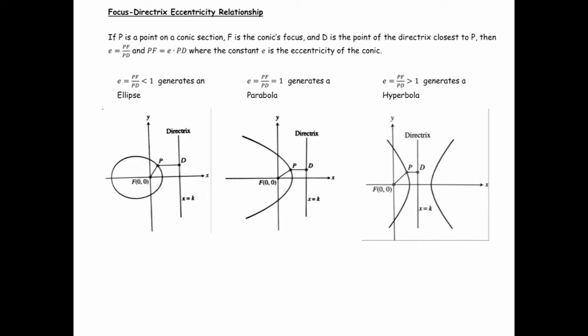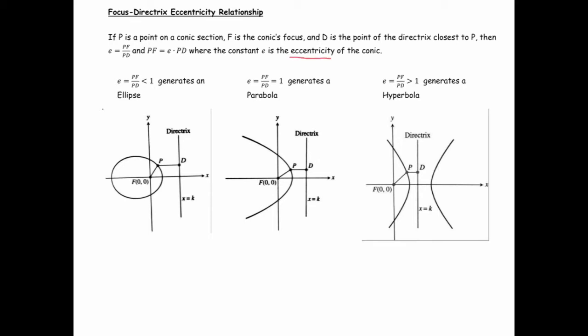So let's look more closely at this definition here. If P is a point on a conic section, F is the conic's focus, and D is the point of the directrix closest to P, then e is defined to be PF over PD. And that can be written as a multiplication statement instead, which you're seeing there. And the constant e is called the eccentricity.